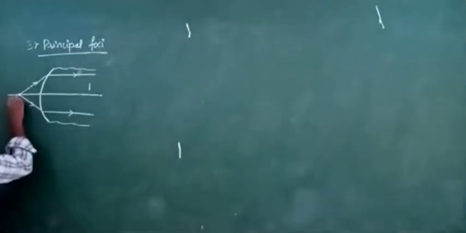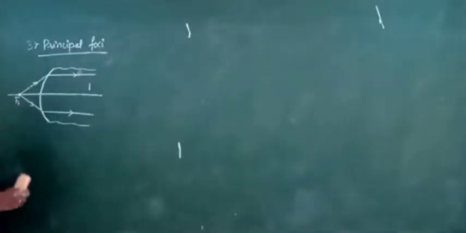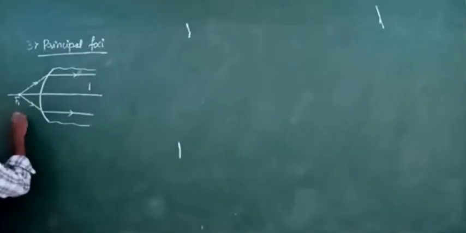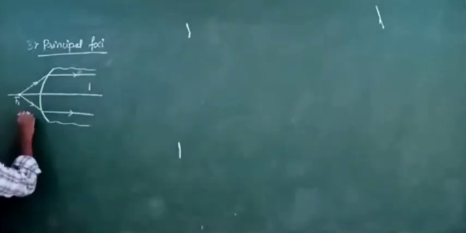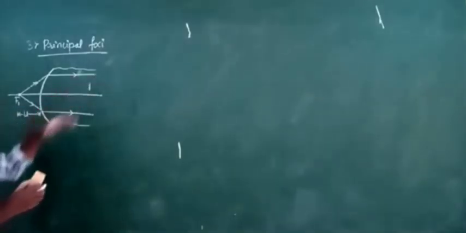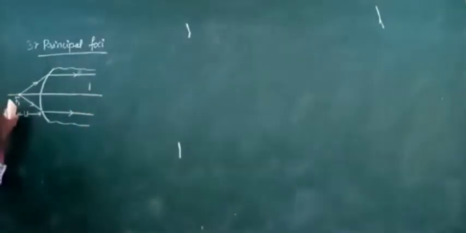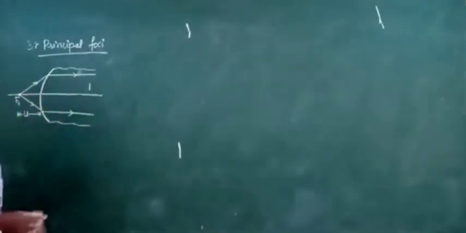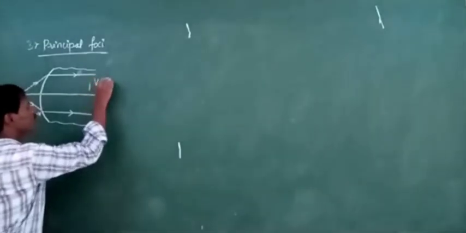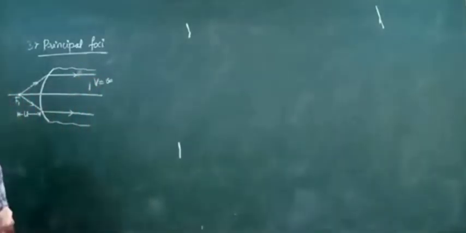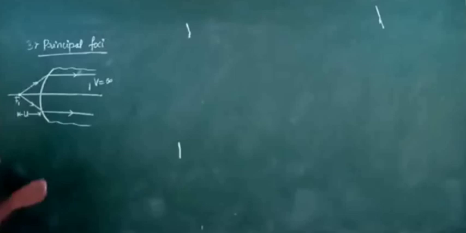So this point I will take as F1, the first principal focus. Then what is the first principal focus here? The first principal focus can be determined by using the object distance. Object distance can be taken as F1 and image distance can be taken as infinity, that is v equal to infinity. So how to find this? By using the relation.